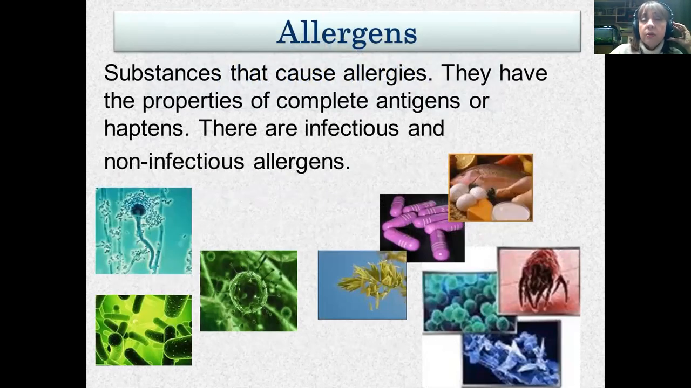Substances which cause allergy are named allergens, they have the property of complete antigen or incomplete antigen, or hapten. The origin of allergens is very different. Some of them are infections, the part of a fungal cell or bacterial cell or viral particles. And there are a lot of non-infectious antigens, maybe drug allergens, food allergens. The plant pollens are a powerful antigen, and there are antigens of animal origin. The ticks or mites, dusts also contain allergens.